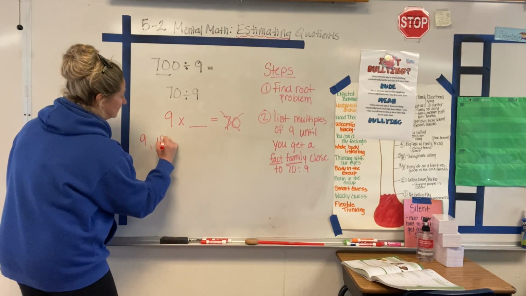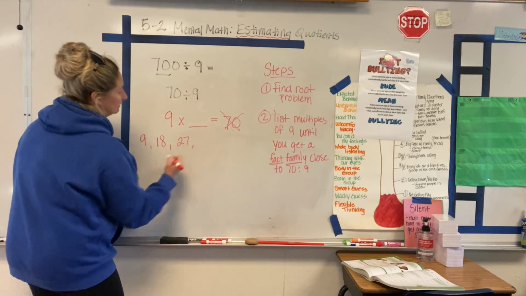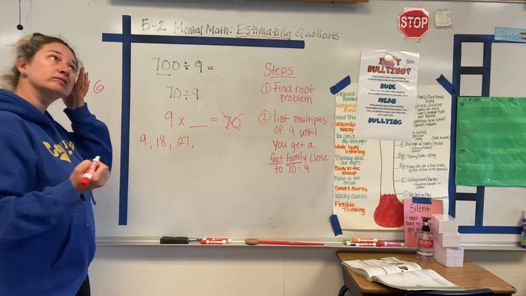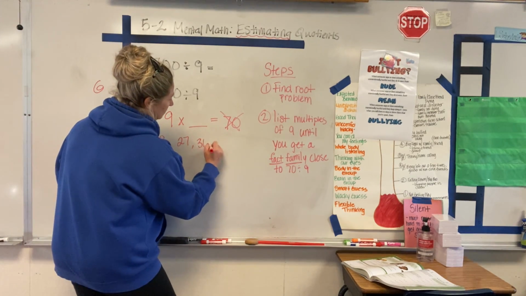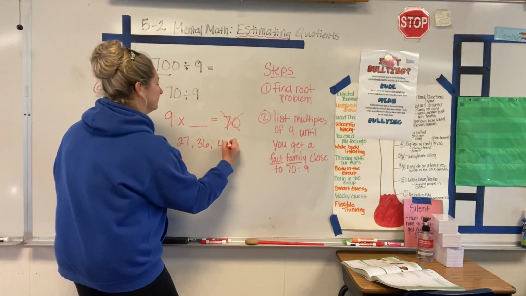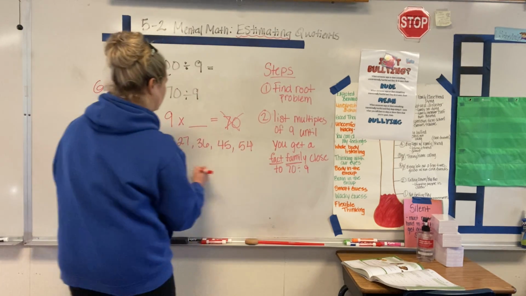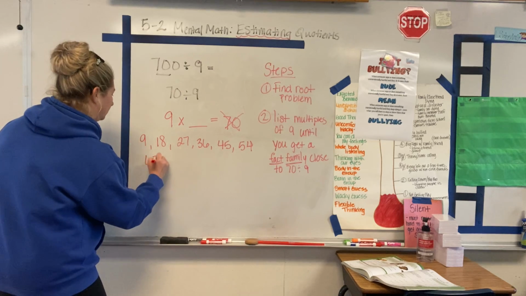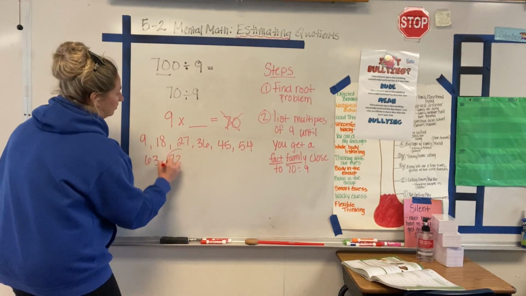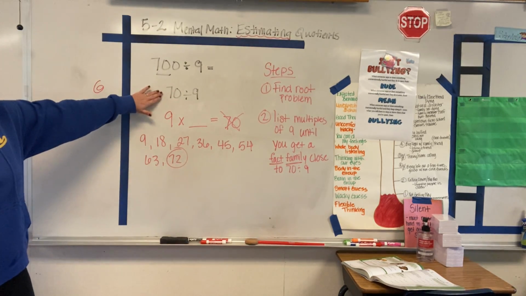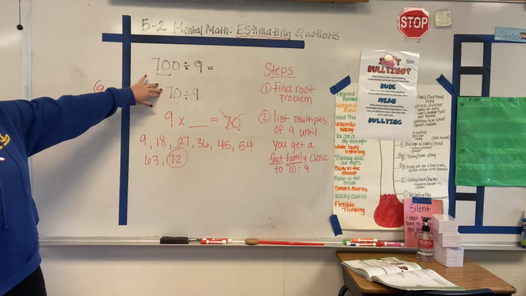So I'm going to list my multiples of 9. 9, 18, 27, 36, 45, 54, 63, 72. Okay, right there, 72. That is close to 70. That's the closest one to 70.